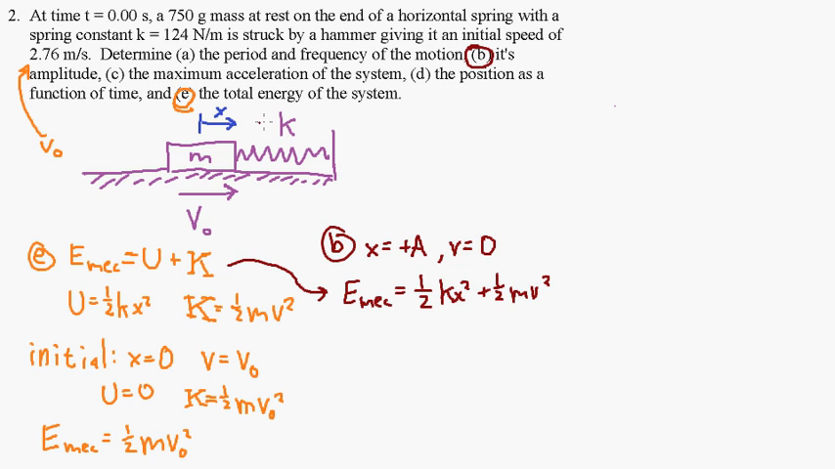So when x equals A, v equals 0. That's the furthest point from equilibrium, and when that happens, kinetic energy goes away. So we can say E mech equals 1/2 k A squared, and this term goes away because v equals 0. We also solved E mech in terms of the initial speed v naught. So we can put these two together and say 1/2 m v naught squared equals 1/2 k A squared.